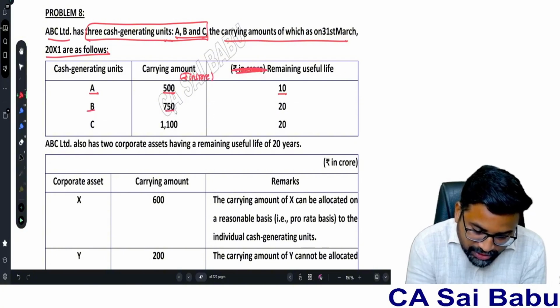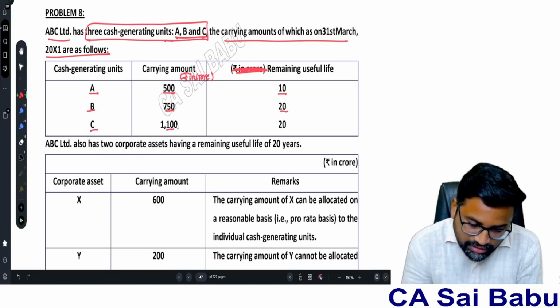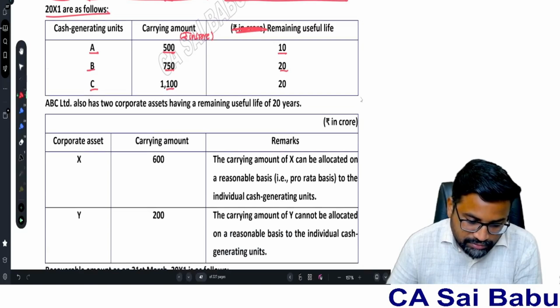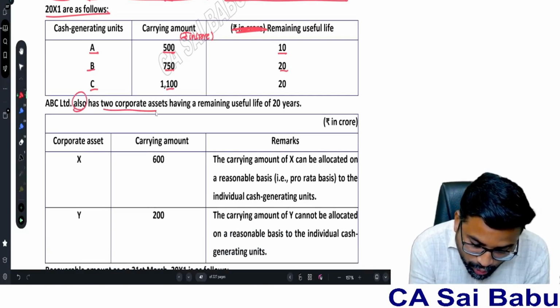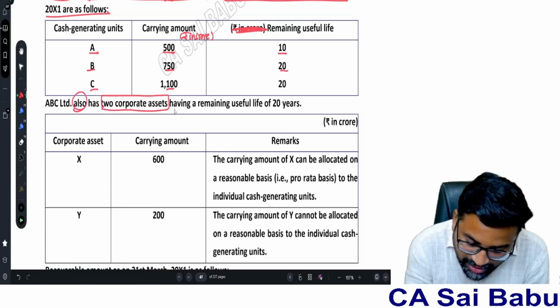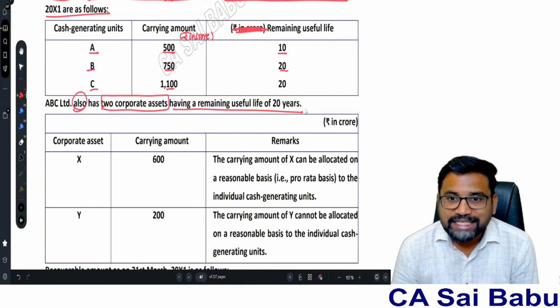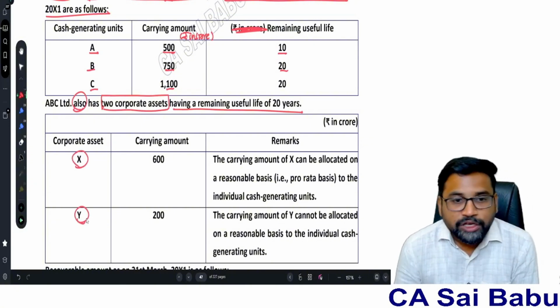Cash generating unit B 750 crores, 20 years. Cash generating unit C 1100 crores, 20 years useful life. Next, what happened? ABC Limited also has 2 corporate assets having remaining useful life of 20 years. 2 corporate assets at the head office level: corporate asset X, corporate asset Y. Now what we need to do?